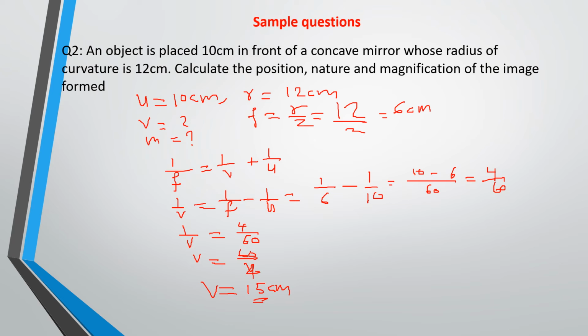Is that clear? So V is equal to 15 centimeters. So the magnification of the image, M, is equal to V over U. That gives us 15 over 10. By the time you work this out, you're going to have 1.5. Also, the image of this one is real.